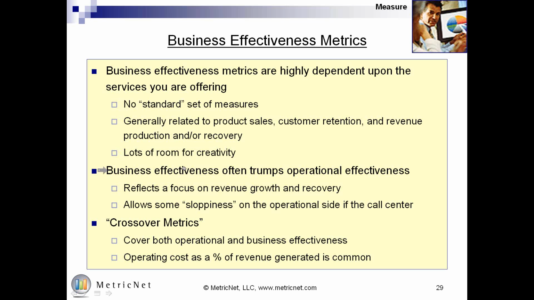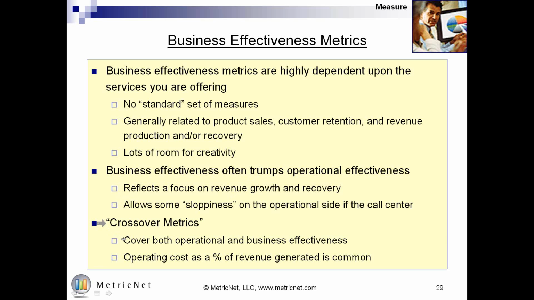Now, one of the things we've observed is that business effectiveness oftentimes trumps operational effectiveness. And this reflects a focus on revenue growth and recovery. Unfortunately, what we've seen is that it sometimes allows a bit of sloppiness on the operational side of the call center. In other words, if you have a call center that's producing a lot of revenue, generating a lot of income for the organization, oftentimes the operational side of the call center will be ignored. The operational metrics that I showed you on the prior page. It's not always true, but we have seen on many occasions that business effectiveness will trump operational effectiveness in a call center that tracks both types of metrics.